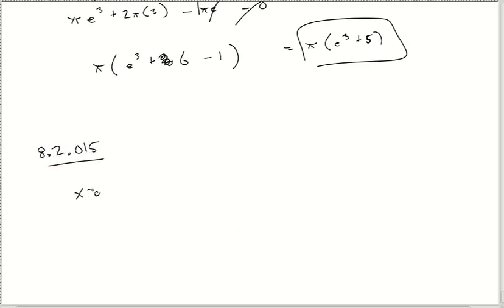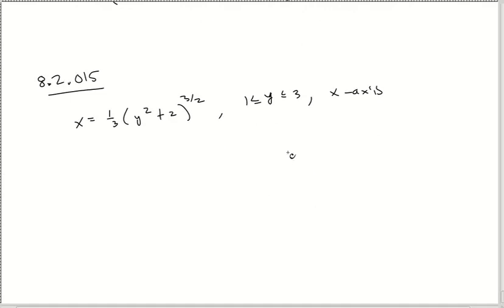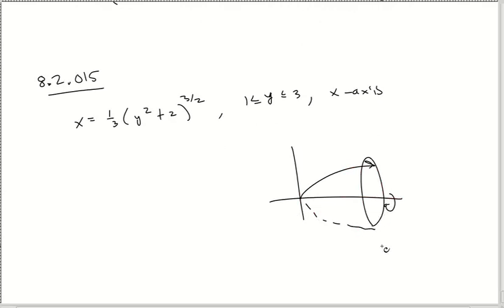Problem 82015. I've got x is equal to 1/3 (y squared plus 2) to the 3/2. I'm going from 1 to 3, and then it says about the x-axis. This is one of those classic problems that we had just seen earlier. This is kind of like that cup problem. So we just did something just like this. In my notes, I have a full page devoted to converting this thing over to a y value so I can at least look at what it looks like. That's one thing. But secondly, to go and start integrating this thing.